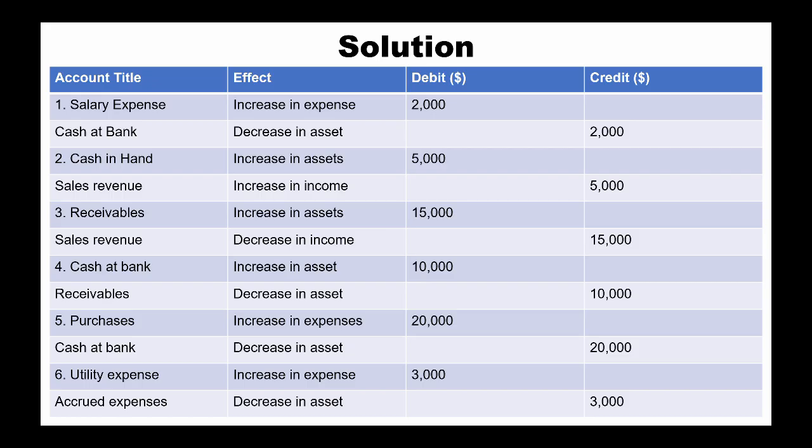So you have to write in the solution: you look at the account title, you have to name them, and the effect, either debit or credit. So for the payment of salary to staff, that is a salary expense. So it will increase the expense, so we are going to debit. And also it's going to decrease the asset, cash at bank, so it's credit. Then the sale of books for cash.